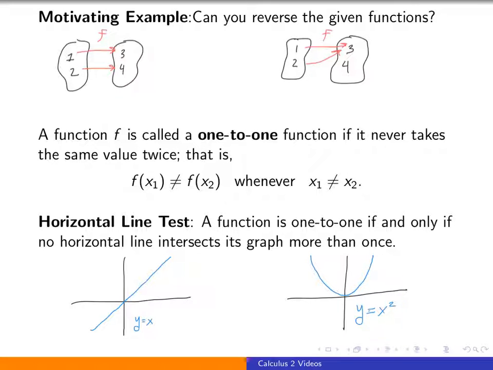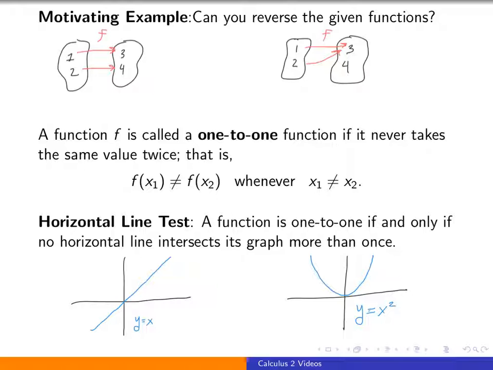In this video, we are going to remind you of a familiar topic encountered in pre-calculus and algebra, the idea of an inverse function. And we're going to begin with a motivating example. I've defined two functions here, or illustrated two functions here, and the question is, can we reverse these functions?